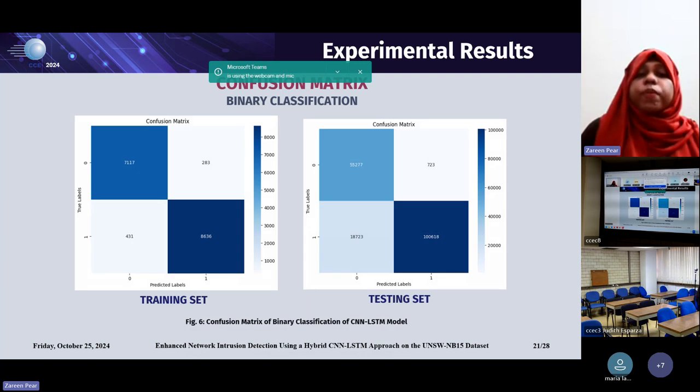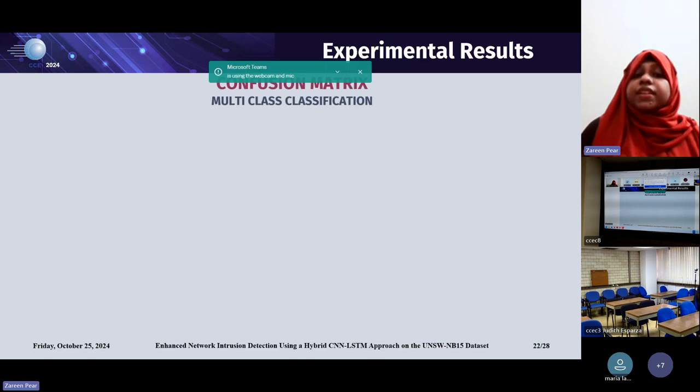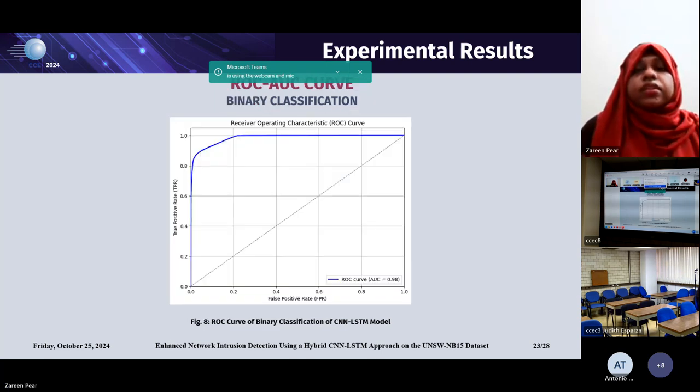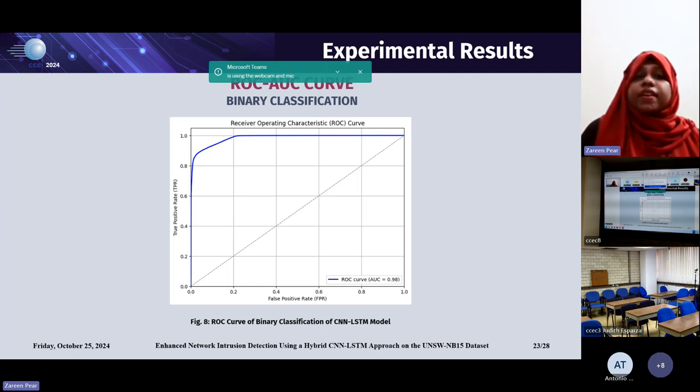This is the confusion matrix for binary classification. It shows both the training set and testing set for binary classification, which only detects the attack class and non-attack class. For multi-class scenarios, it detects 9 different types of attacks and 1 normal class, covering all 10 classes in both the training set and testing set. The ROC curve shows a very high AUC of 0.98 for binary classification, which shows how well our model is performing based on our architecture.